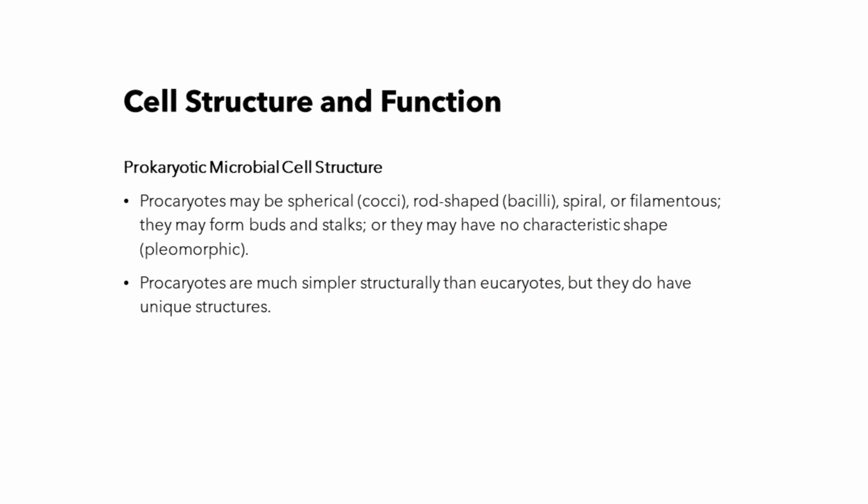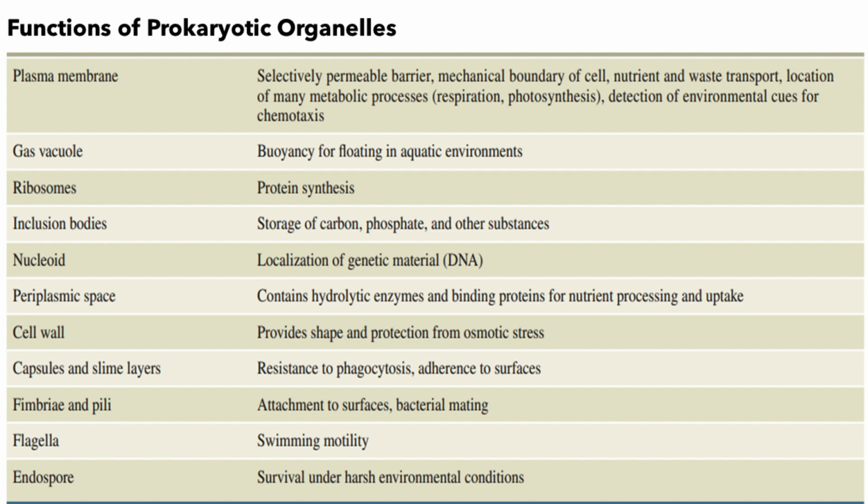Cell structure and function. Prokaryotic microbial cell structure. Prokaryotes may be spherical, cocci, rod-shaped, bacilli, spiral or filamentous. They may form buds and stalks, or they may have no characteristic shape, pleomorphic. Prokaryotes are much simpler structurally than eukaryotes, but they do have unique structures. Functions of prokaryotic organelles. Here we show all functions of prokaryotic organelles.